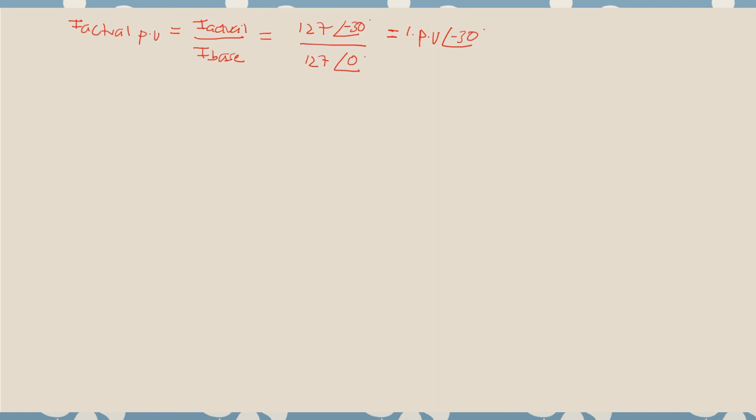Next, let's calculate the ZL. ZL base is V load base divided by I base. So it's given by 254 divided by 127, equals 20.